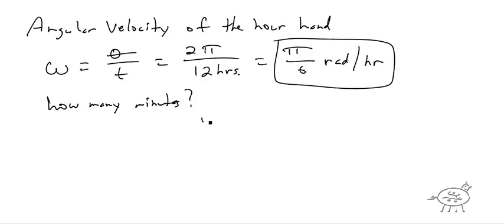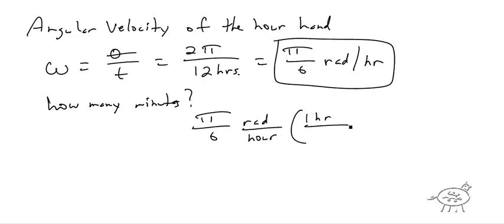Well, that's pretty easy, isn't it? Pi over 6 radians per hour times 1 hour per 60 minutes. And that gives you pi over 360 radians per minute. Okay, it's pretty slow, right? And again, that's our angular velocity, and that's with radians.